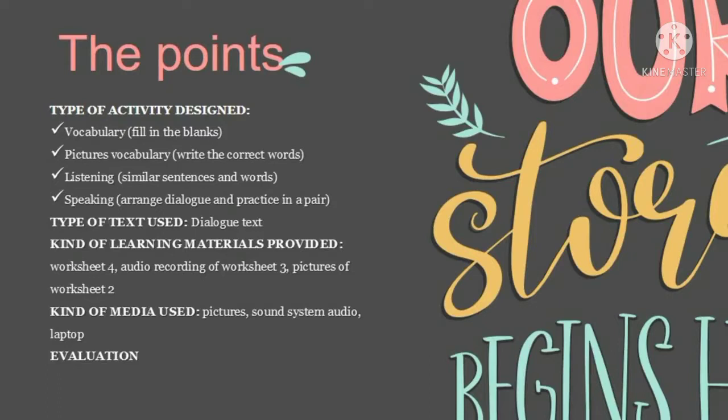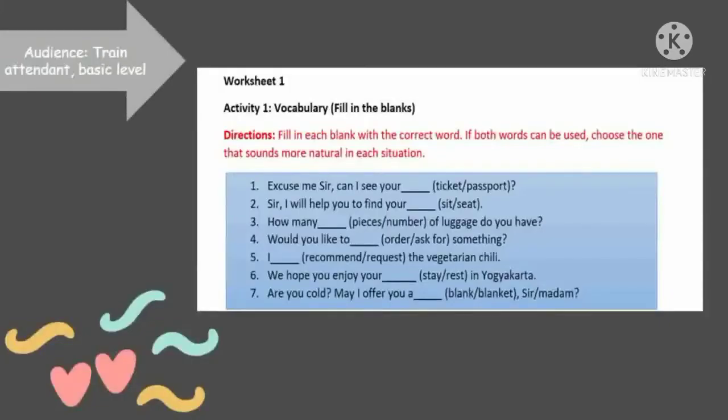And also learning materials provided. There are 4 worksheets here. Audio recording of worksheet 3, pictures of worksheet 2. Kind of media use, only pictures, but if we are in a classroom, maybe we will need sound system audio or laptop. And evaluation or assessment, I'm going to explain then. Alright, the next slide is about the audience. Of course, train attendant, basic level.